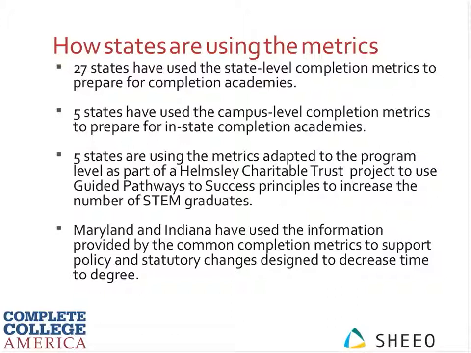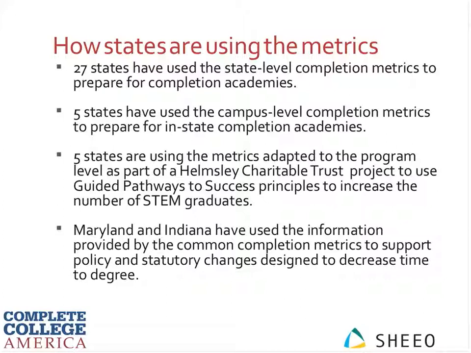We've had 5 states use campus-level completion metrics as they prepare for in-state completion academies. Those are teams of campus leaders, faculty members, student services, finance, presidents, provosts, who come together and look at the campus-level metrics. Now, I know that they also have their own IR shops. They look at a number of different things, but it's always interesting to see that they're not always looking at the same metrics, and this sometimes opens up really new ways to think about what's going on at the campus and new strategies they need to employ.